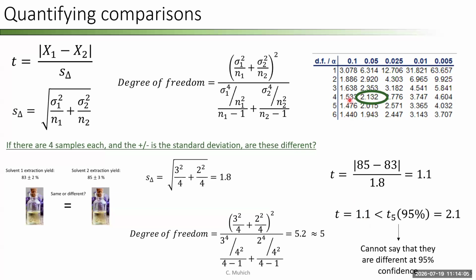We could even go down to 90% and ask, are they the same or different? And at 5, the value is 1.476, still larger, right? So we'd have to go down to a very, very low confidence level to say that they're different. And so in essence, these are statistically the same extraction yield.